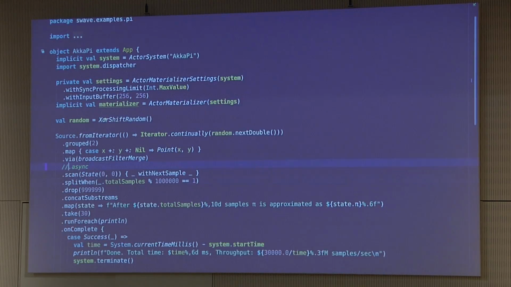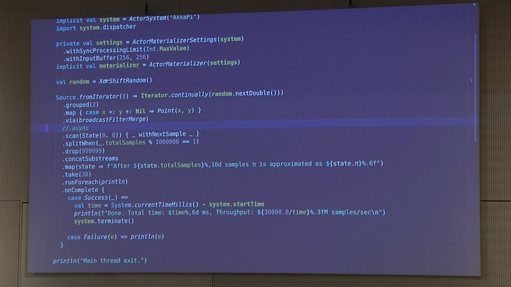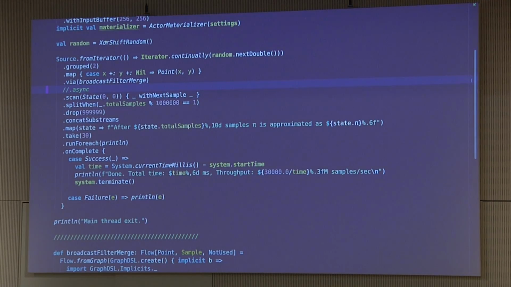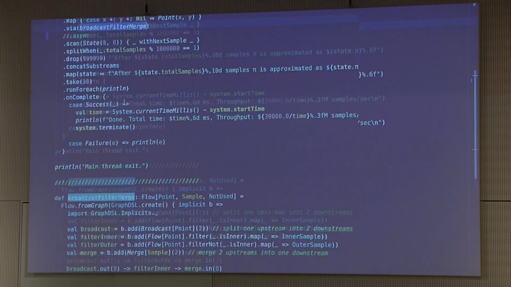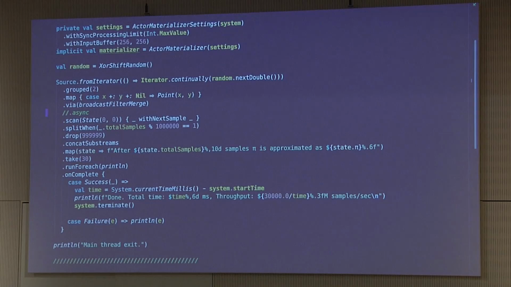So this is basically the same example, just in Akka Stream. It looks very similar. There's a little bit of different stuff. For example, the broadcast filter merge part, I had to write like this. There might be another way to do this now, but this is how you do it. So that's basically the diamond in between that we had there.